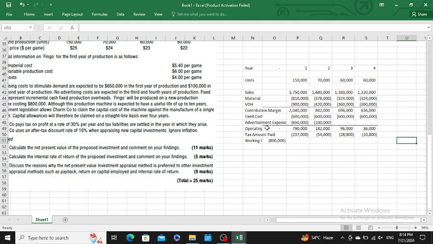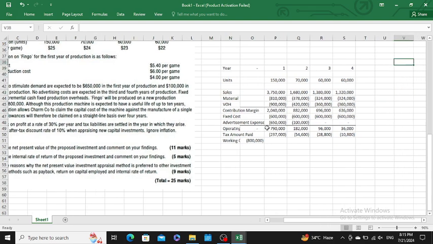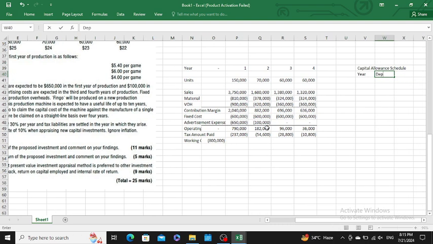Sir, actually, one thing I am forgetting. There is a capital allowance schedule in which we have to place year, depreciation, then tax saving or tax benefits. So it's year 1, year 2, year 3, year 4.